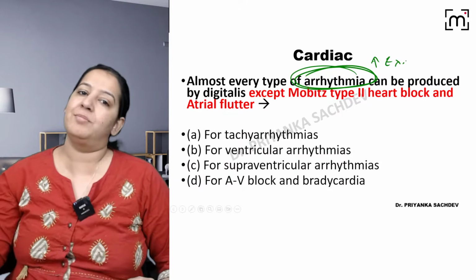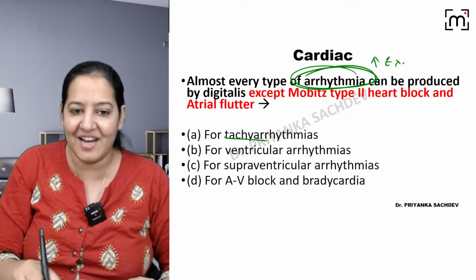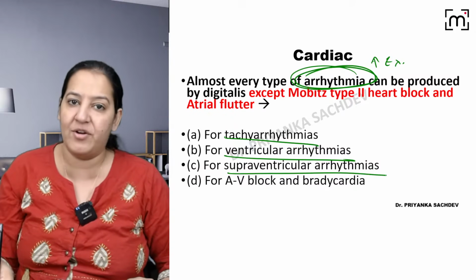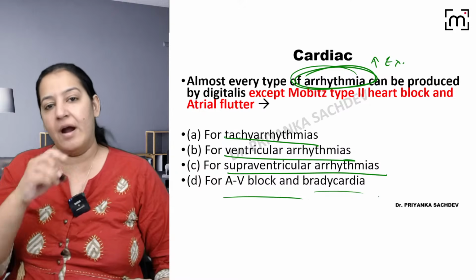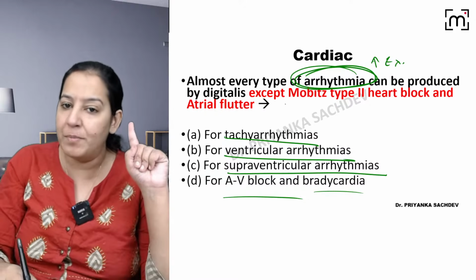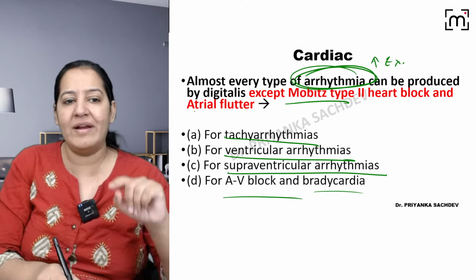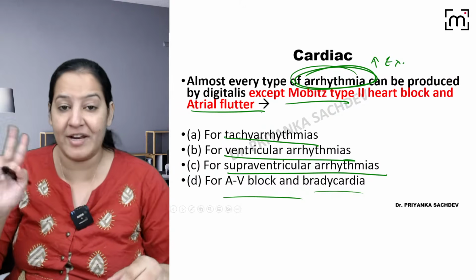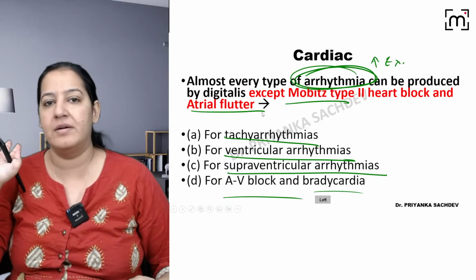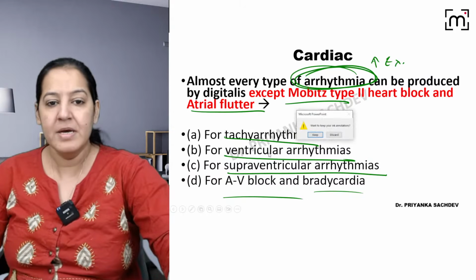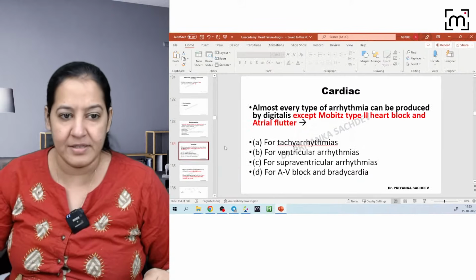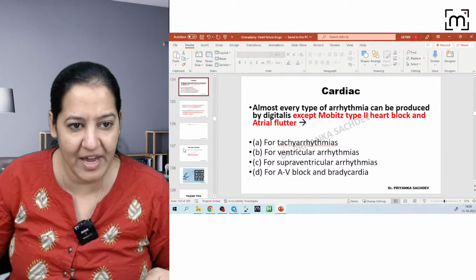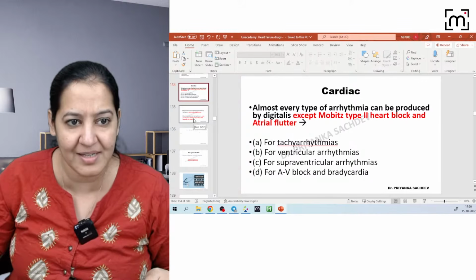It causes all arrhythmias, all types of arrhythmias: tachyarrhythmia, ventricular arrhythmia, supraventricular arrhythmia, AV block, bradycardia, it can cause all. Except Mobitz type 2 and atrial flutter. Except these two arrhythmias, it can cause any type of arrhythmia. Give me a thumbs up. These are the side effects. So we have seen everything about the Digitalis.